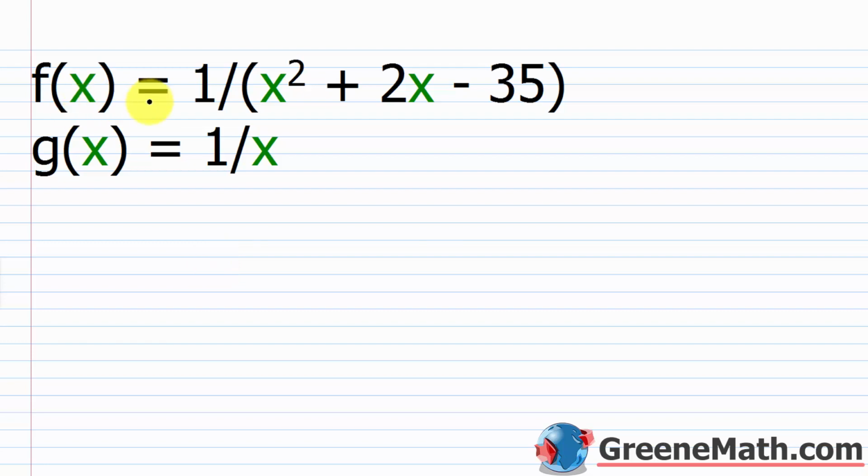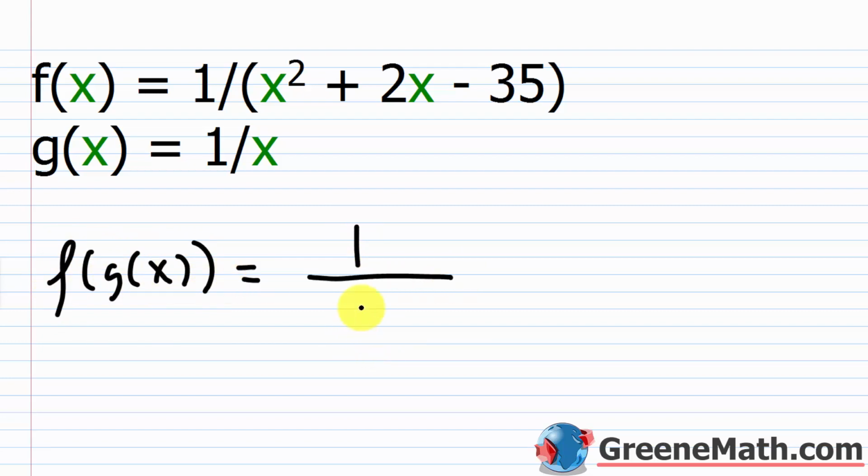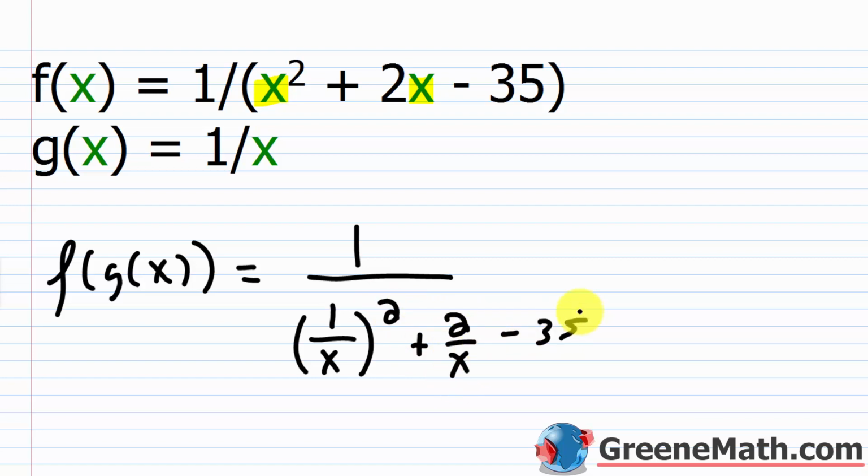So here we have f of x equals 1 over x squared plus 2x minus 35. We have g of x equals 1 over x. So in the interest of time, I'm just going to do f of g of x. So let's just start with that. So we have 1 over, and I'm plugging in g of x everywhere there's an x. So I'm plugging that in here and here, okay? So I would have what? I would have 1 over x, that quantity squared, plus 2 times 1 over x, so it's basically 2 over x, and then minus 35. Okay, so that's what I'd have there.